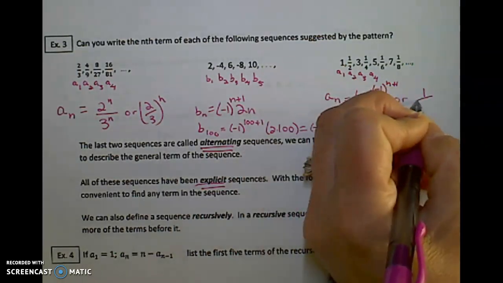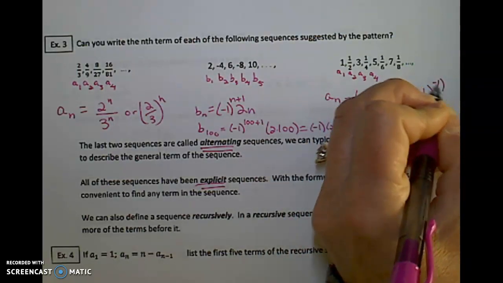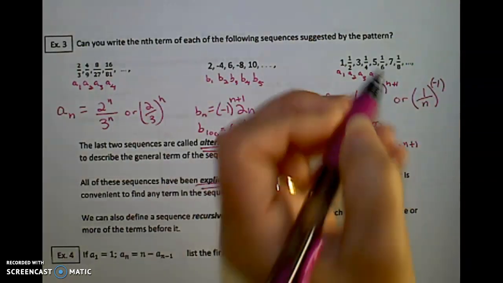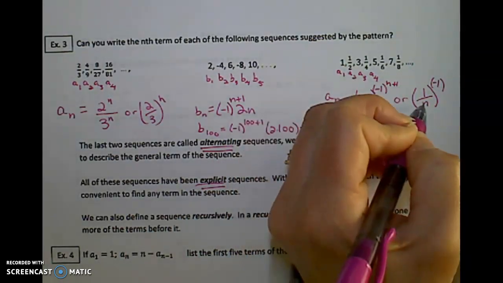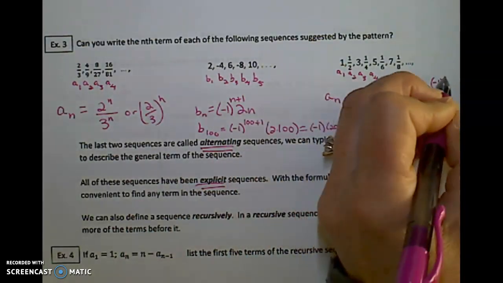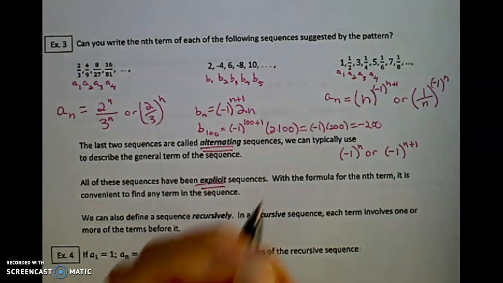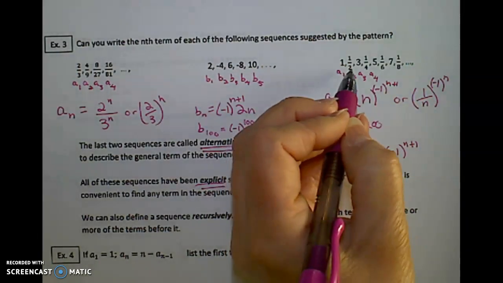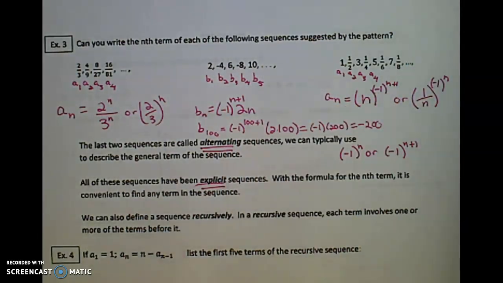Or some of you like this: 1 over n, and let's use that negative power to move it up or down. Now I want the evens to stay fractions, so I'm just going to raise that to the nth power, and then my evens should stay. Plug in 2, that's positive, and I get 1/2. Okay, so that's a trickier pattern.